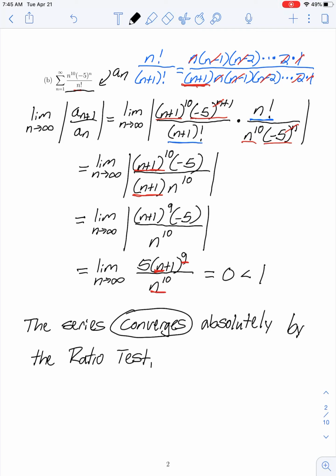So we see in this example, part B, why we would want to use the ratio test when the general term of our series involves these factorials. When we take a quotient of terms involving factorials, they usually simplify quite nicely. So let's look at some other ones.